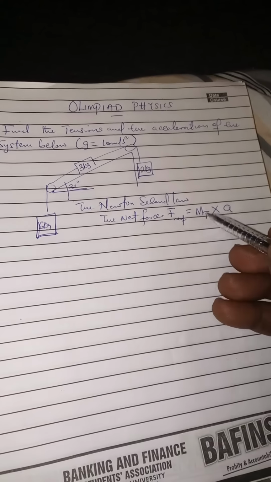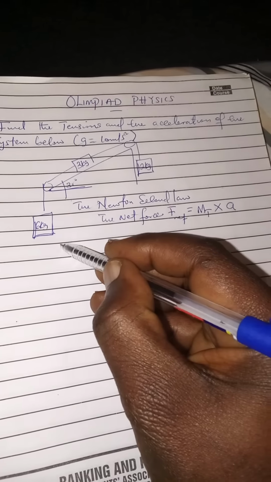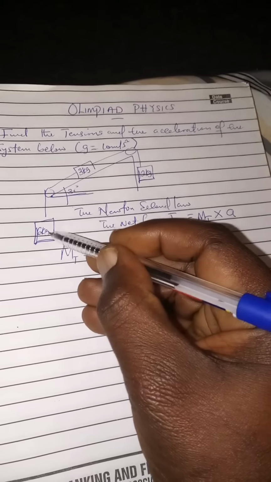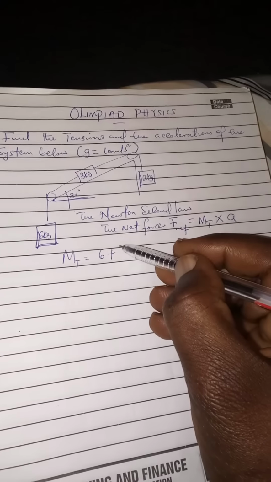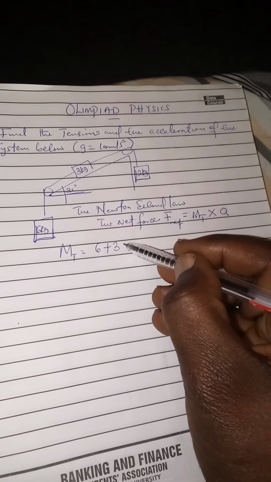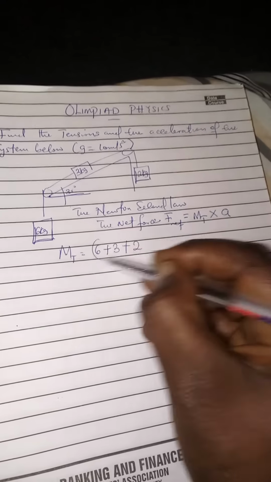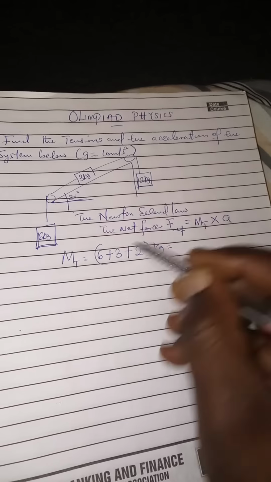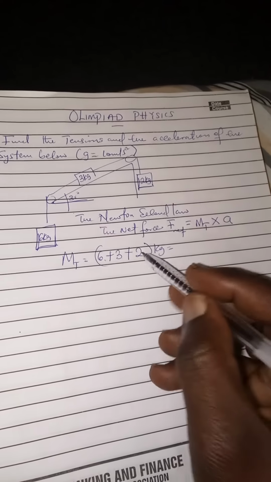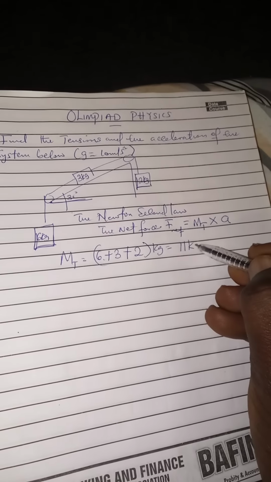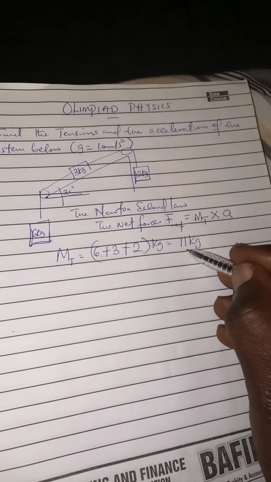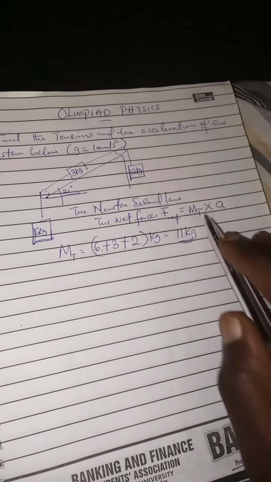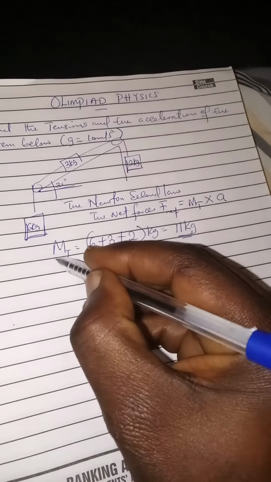First of all, let's look for the total mass, which is m_t. Total mass is 6 plus 3 plus 2. So 6 plus 3 is 9, plus 2, that is 11 kg. Good. We'll keep that aside. We need it. Then let's find the net force.